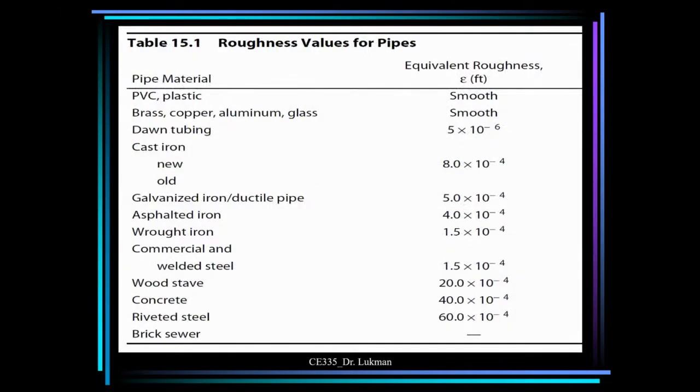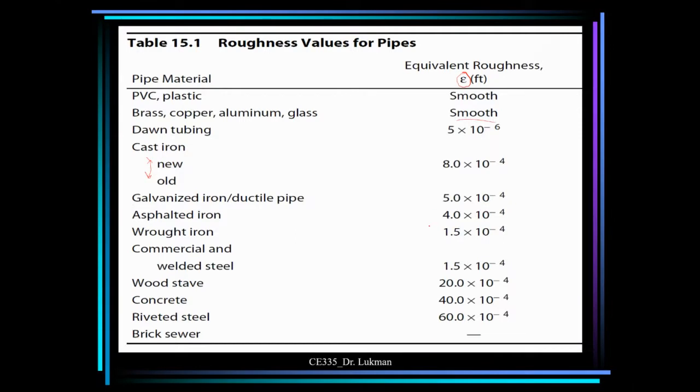Now, this is table 15.1, which we have been referring to, which gives the roughness values for pipes. This is the equivalent roughness depending on the material. You can see PVC, plastic pipe, very smooth, so almost zero. Brass, copper, aluminum, glass, also smooth. By smooth, it means the roughness is negligible, almost zero. Cast iron, it depends. Galvanized, because new and old may be different. In some instances, because of deposition and deterioration of the pipe material, the roughness can increase over time.